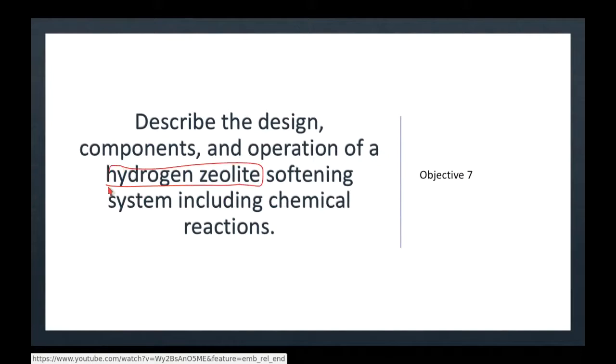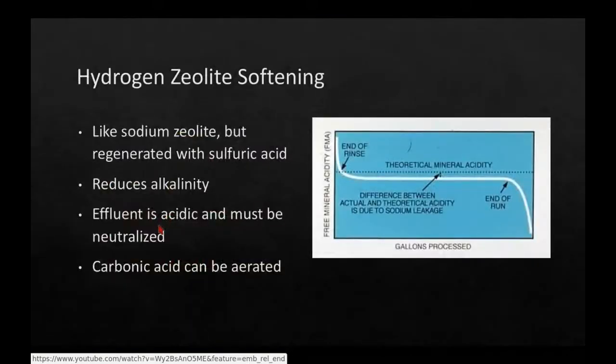But now it gets more interesting. We're going to get into hydrogen zeolite, and we use the same beads. The only difference is we're going to regenerate it with sulfuric acid instead of sodium chloride. Now, very, very important point. The reason we do this is to get rid of alkalinity.